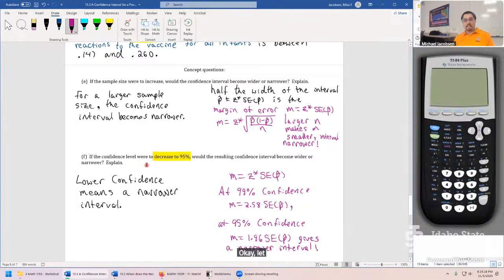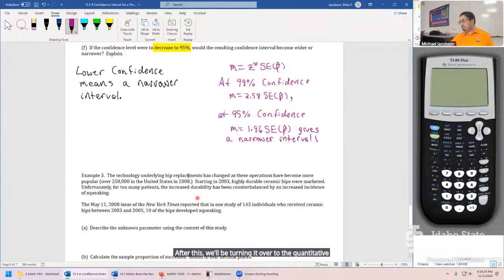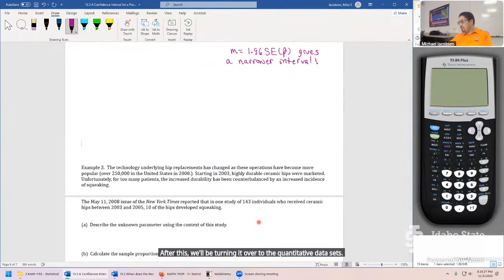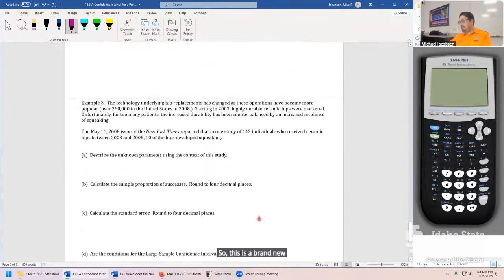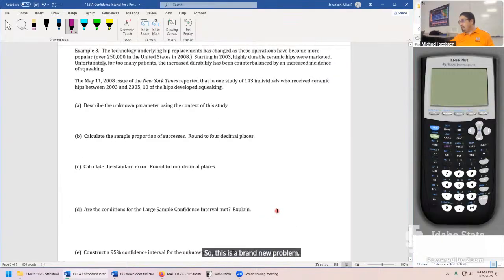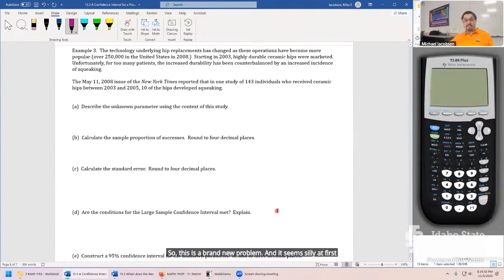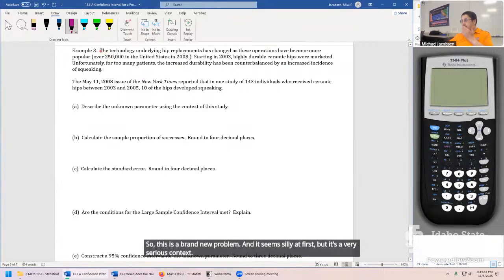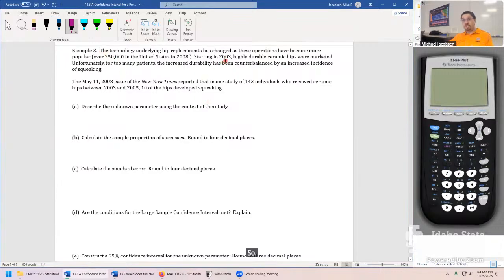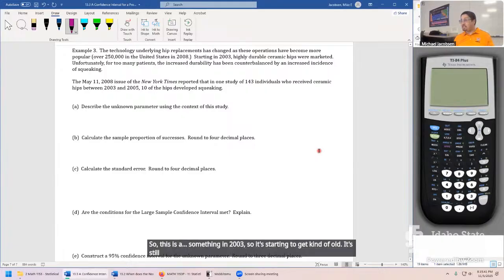Okay, let's try out our next problem then, the last one for these notes. After this, we'll be turning it over to the quantitative data sets. So this is a brand new problem. And it seems silly at first, but it's a very serious context. This is something from 2003, so it's starting to get kind of old.